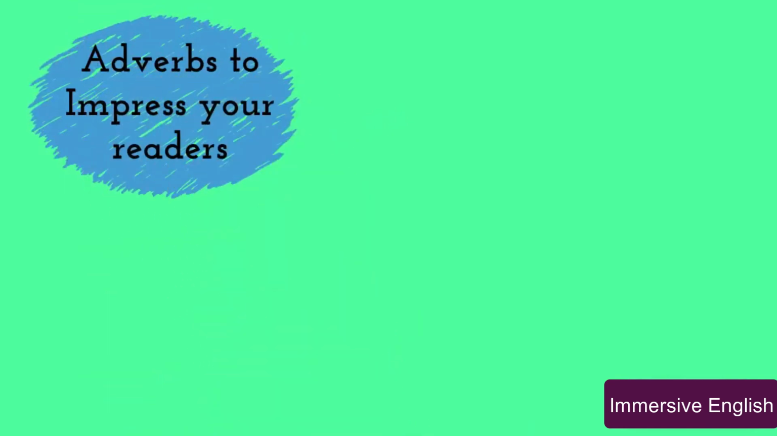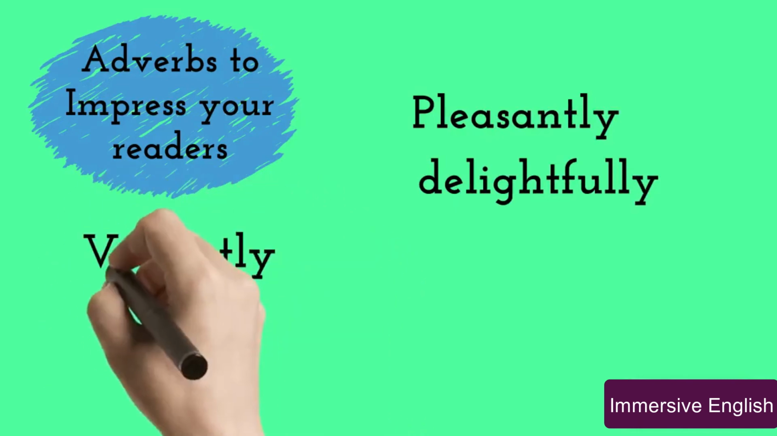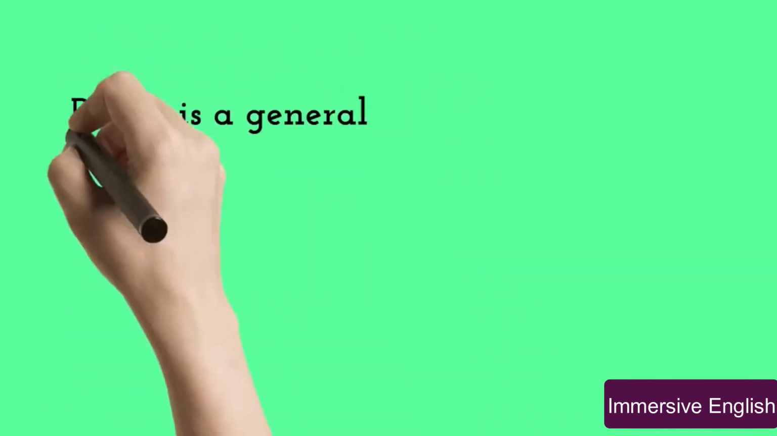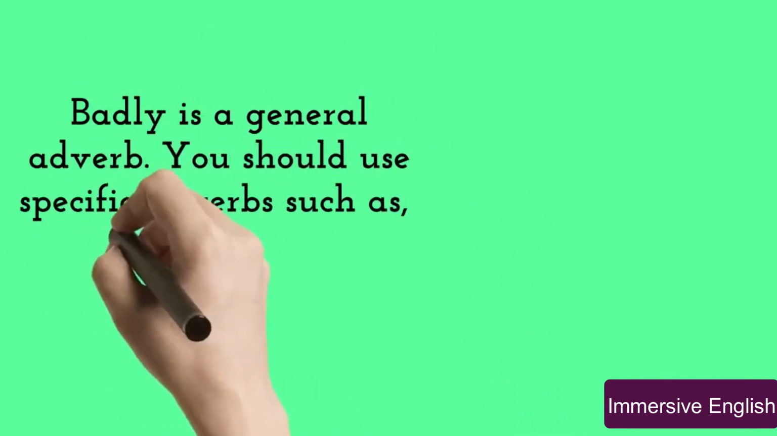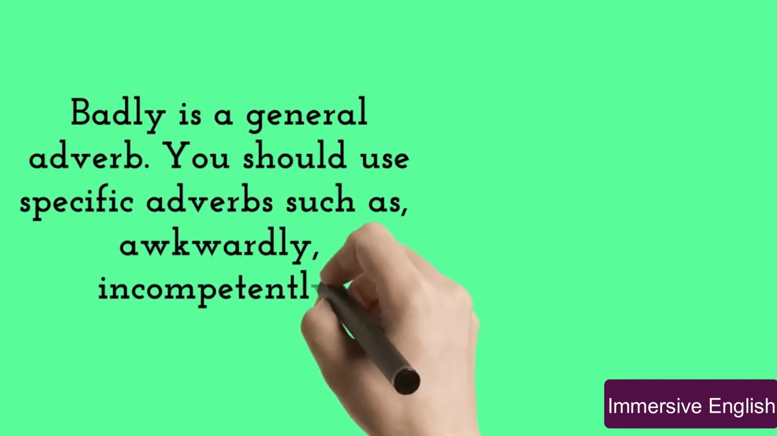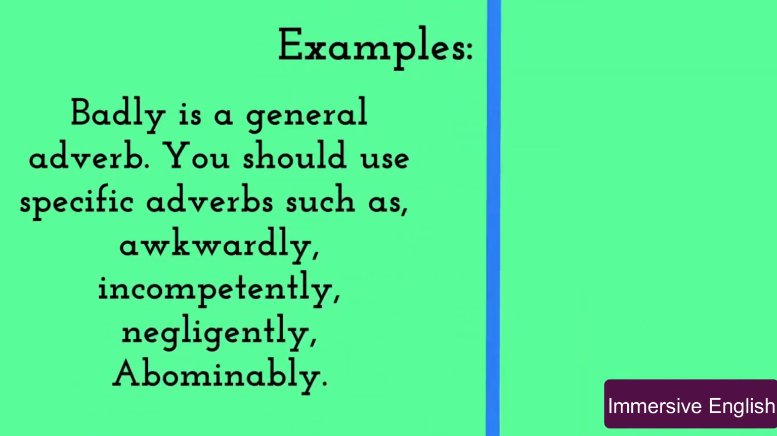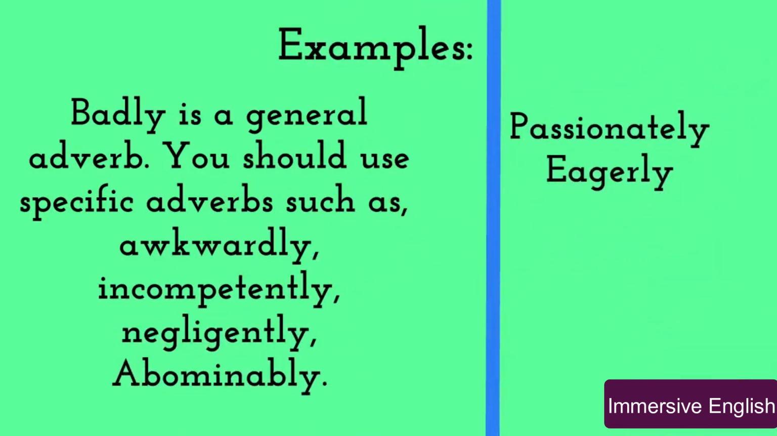Instead of using sweetly, you could say pleasantly or delightfully. Instead of saying angrily, use violently, fiercely, or furiously. Badly is a very general term. You should use specific adverbs such as awkwardly, incompetently, negligently, or abominably. You can replace excitedly by passionately, eagerly, or there are many more.